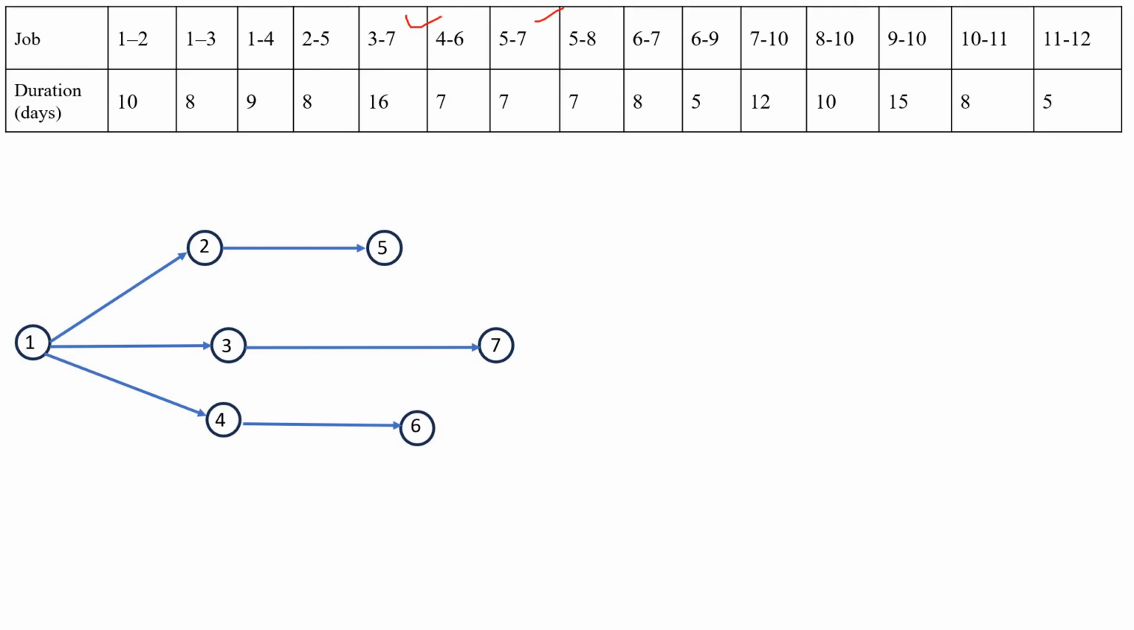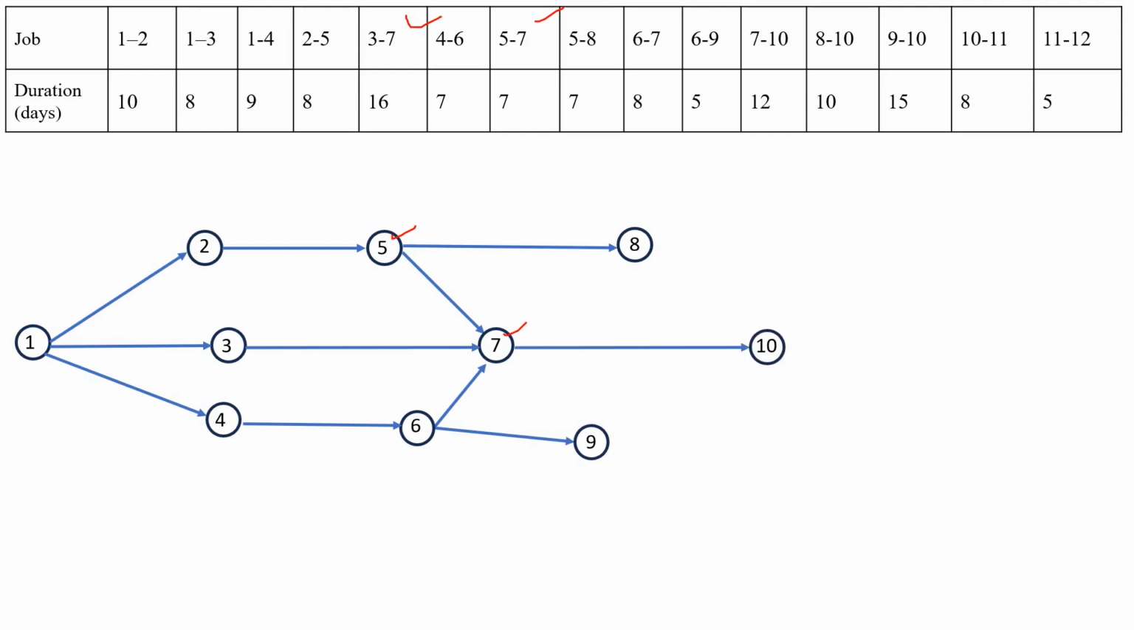For this one, event 5 is there and event 7 is there. Then I connect the events 5 and 7 by an arrow. This is the activity 5 to 7. Next one is the activity 5 to 8. And next one is the activity 6 to 7. For this one, connect the events 6 and 7 by an arrow. This is the activity 6 to 7. Next one is the activity 6 to 9 and next one is the activity 7 to 10.